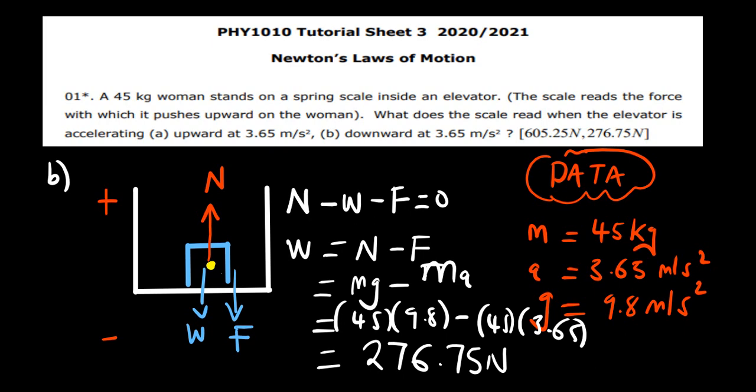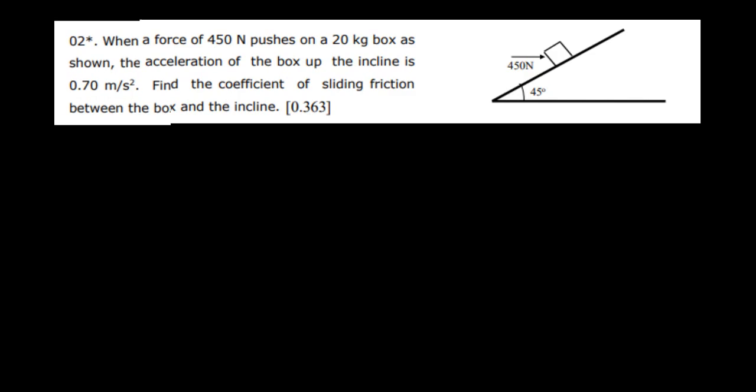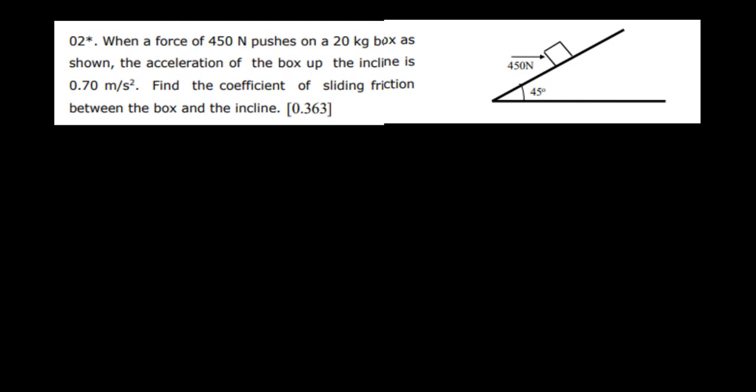So let's solve the second question. We are told that when a force of 450 newtons pushes on a 20 kg box as shown, the acceleration of the box up the incline is 0.7 meters per second squared. Find the coefficient of sliding friction between the box and the incline. This is an interesting question.